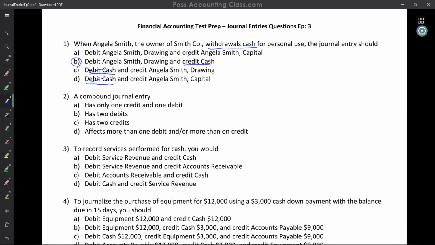For question 2, it states a compound journal entry has only one credit and one debit, has two debits, has two credits, affects more than one debit and or more than one credit.